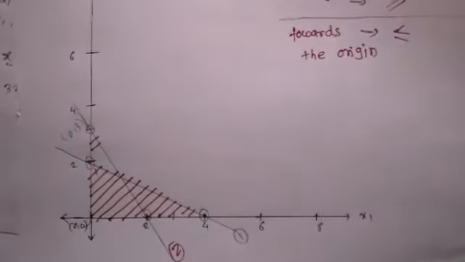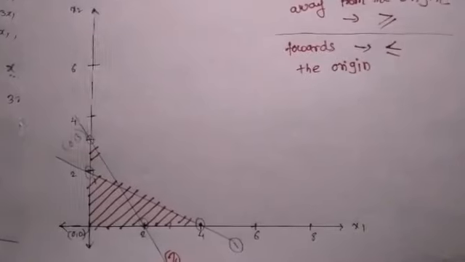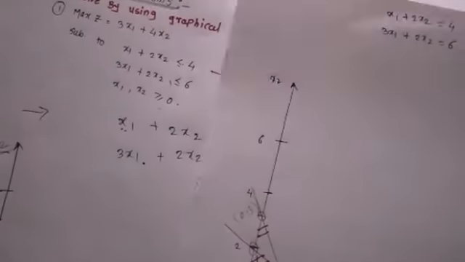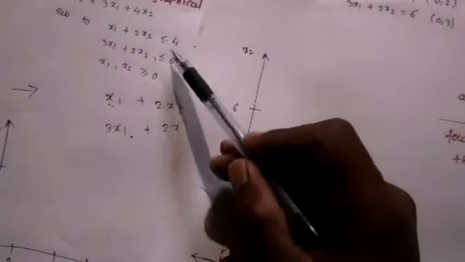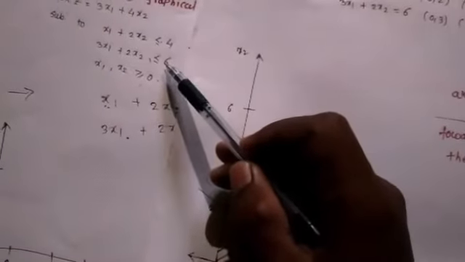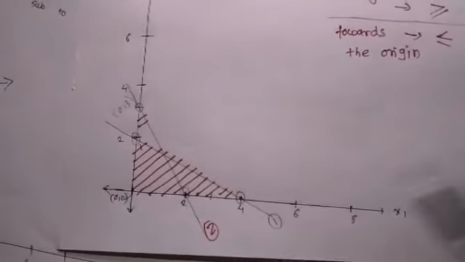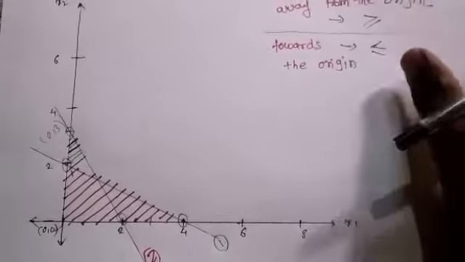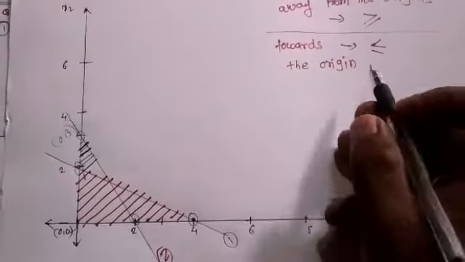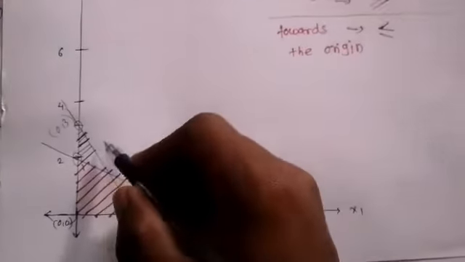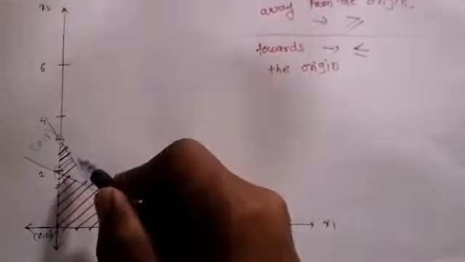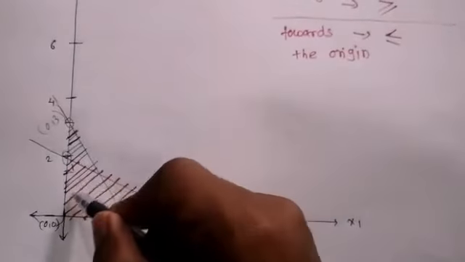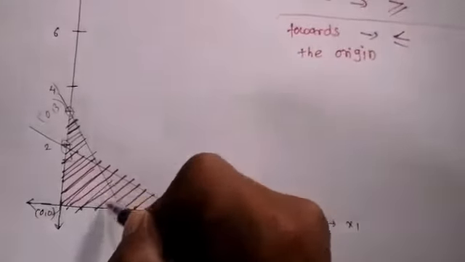Similarly, we have to check the constant of the second equation. What is the constant of the second equation? You can look here, the constant of the second equation is also less than or equal to. So from equation 2 we have to mark the line toward the origin.